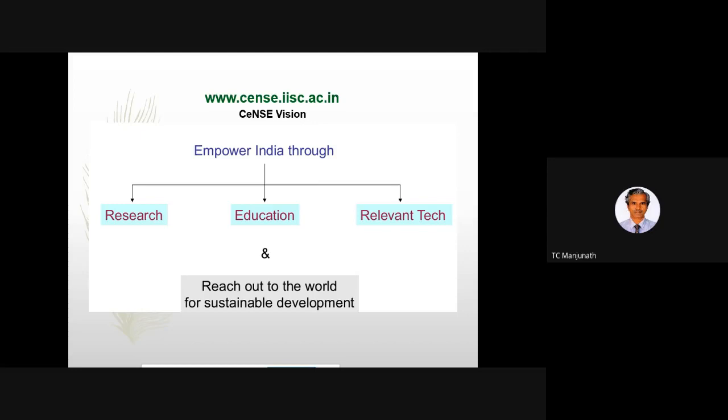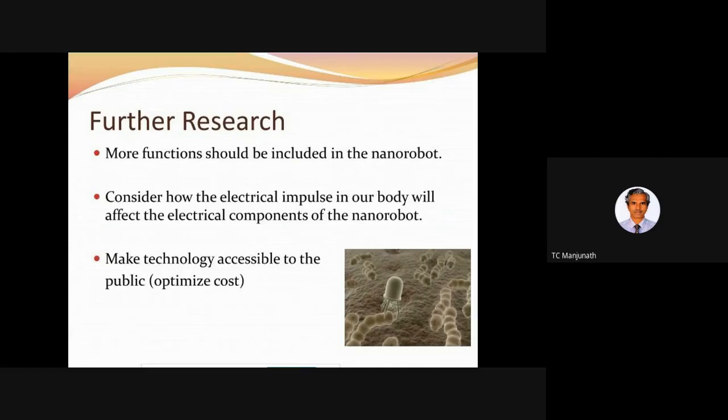Our main aim is, in biomedical engineering, especially with the inventor, to detect cancer, and to simulate detecting the new virus which has come out, the corona. So for further research, more functions can be included in this nano robot. Consider how the electrical impulses in our body will affect the electrical components of the robot.